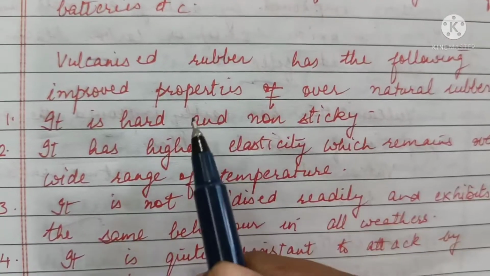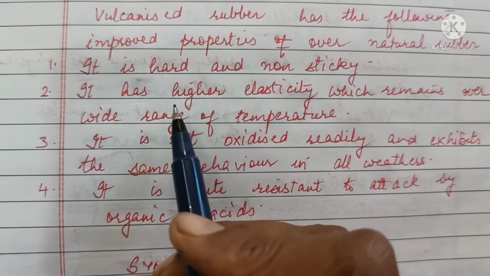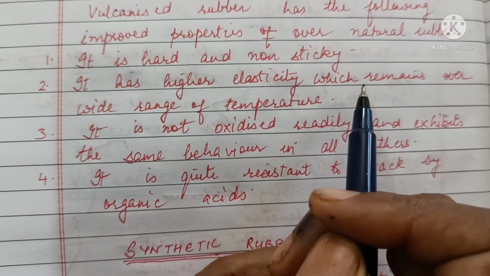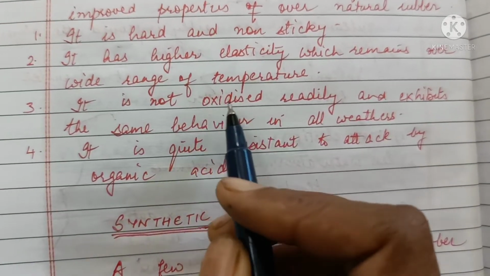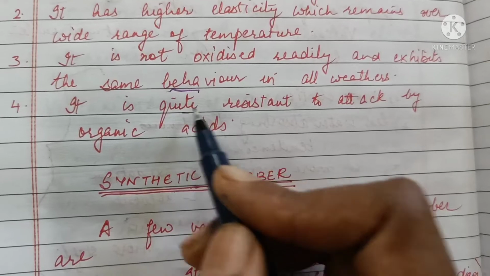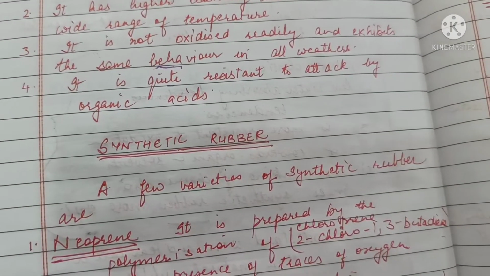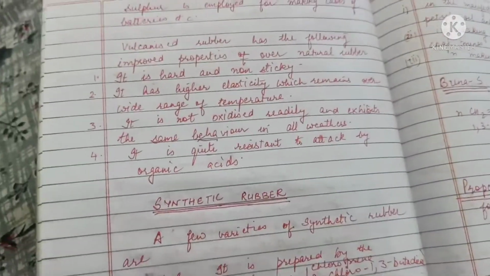Vulcanized rubber has the following improved properties over natural rubber. It is hard and non-sticky. It has higher elasticity, which remains over a wide range of temperature. It is not oxidized readily and exhibits the same behavior in all weathers. It's quite resistant to attack by organic acids.